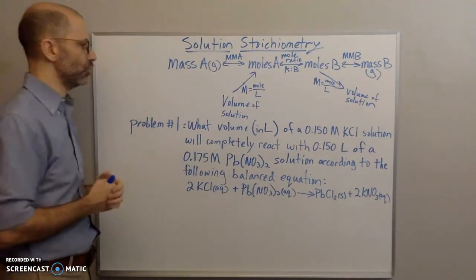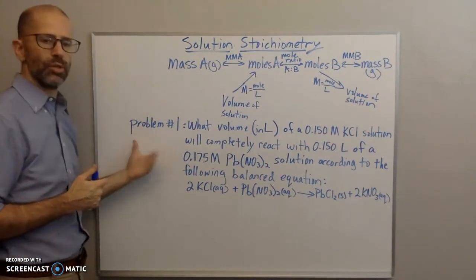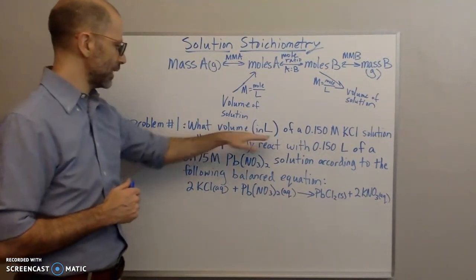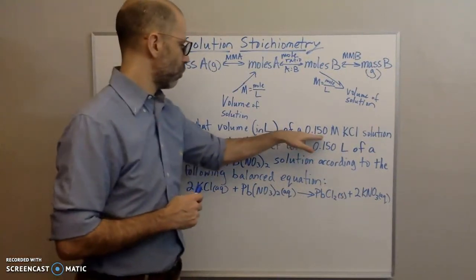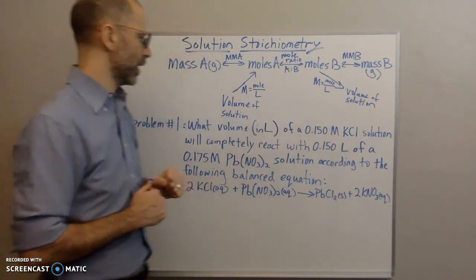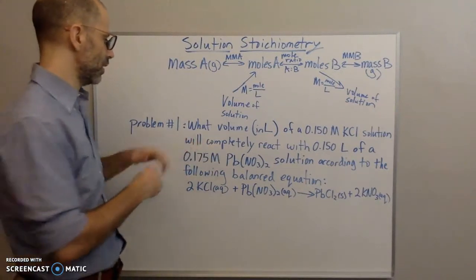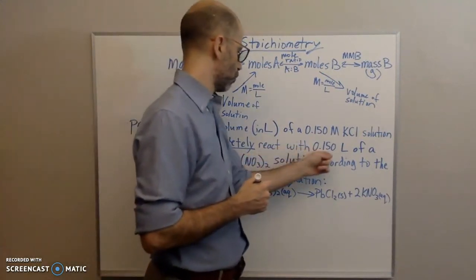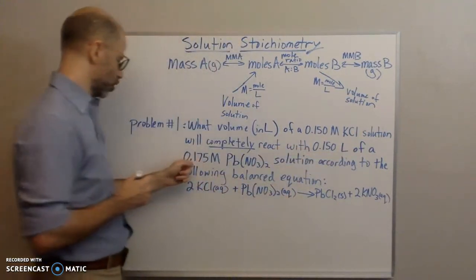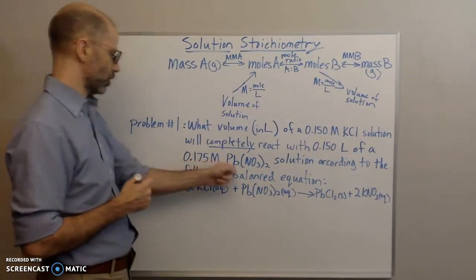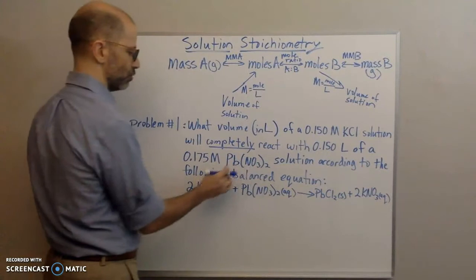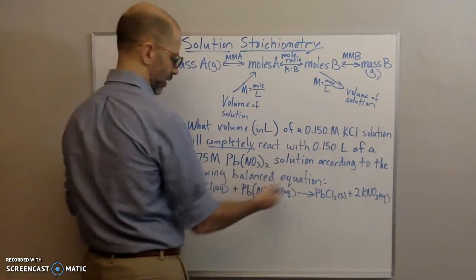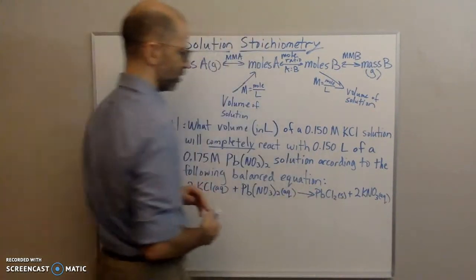So how do we do a problem like this? This is the first problem I'm going to go over. The problem says, what volume in liters of a 0.150 molar KCl solution will completely, and that's a key word, completely react with 0.150 liters of a 0.175 molar Pb(NO3)2, or lead II nitrate solution, according to the following balanced equation. So here's the balanced equation that they're giving us.